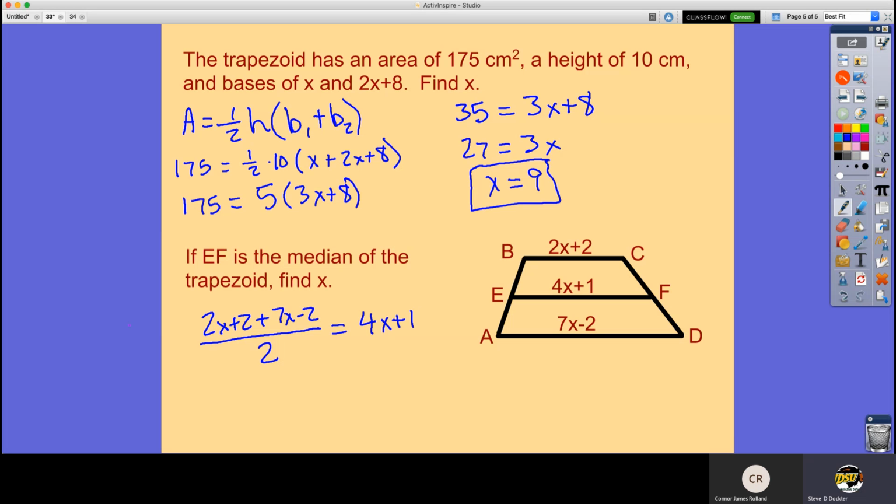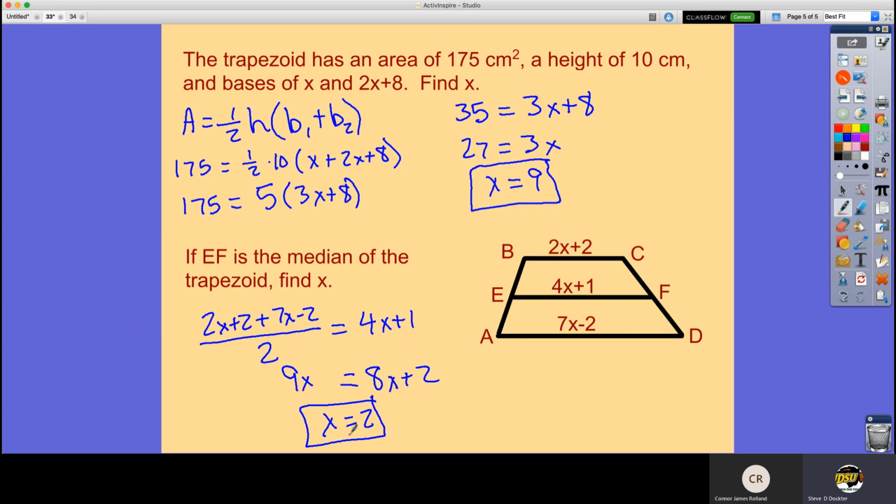Okay. So what I would do here, I would get rid of the fraction. I'd multiply both sides by 2. So that would get the right side to equal 8x plus 2. And then I'd combine stuff on the left side to get it to a 9x because the 2's cancel there. And then we just subtract the 8x over. It looks like x has to equal 2.